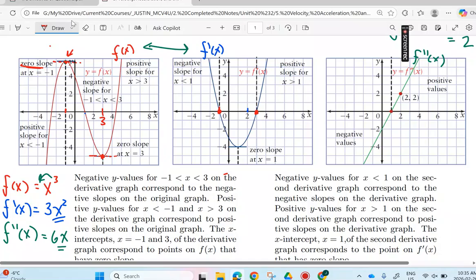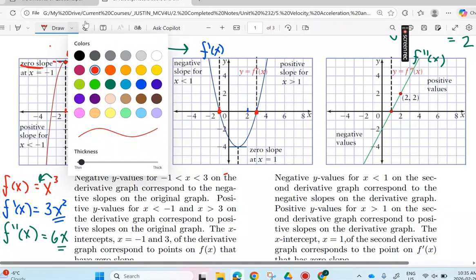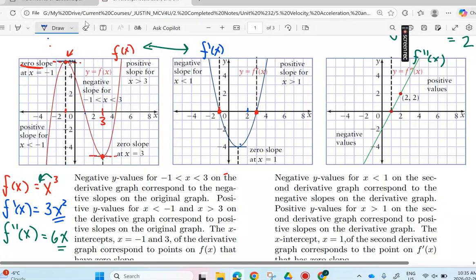Now trying to make sense of everything else is a little bit trickier. So for example, what does this point mean? What does this point? 1, -4, okay? So at 1, the derivative is -4. Well, that just simply means at x equals 1, so right here, that's where the rate of change is the most negative, okay?